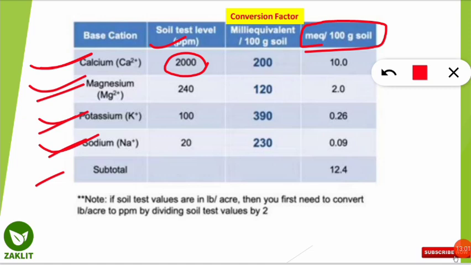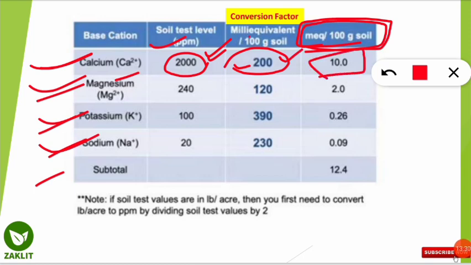So let us assume there is 2000 parts per million of calcium in the soil. Then we have already calculated for calcium that the conversion factor is 200. How? By multiplying 20 into 10, that is the equivalent weight into 10. We have got 200. To find milli equivalent per 100 gram of soil, we have to simply divide the soil test ppm by the conversion factor, that is 200 here, and we'll get 10.